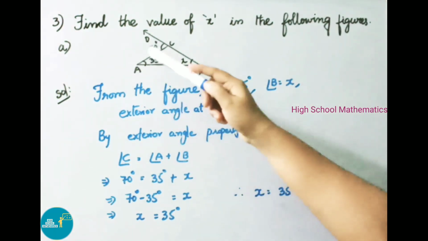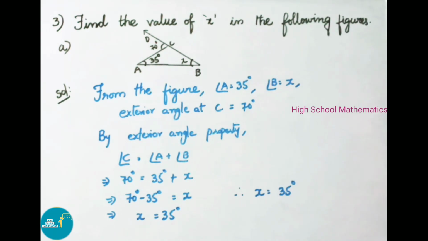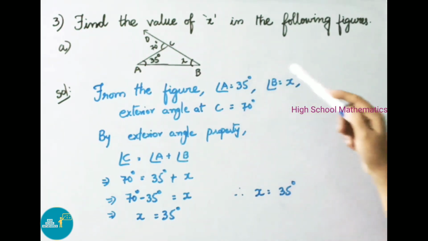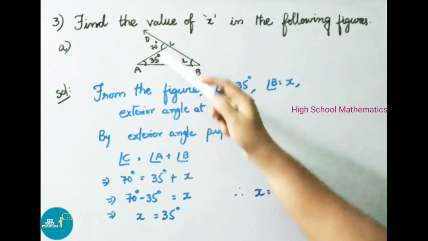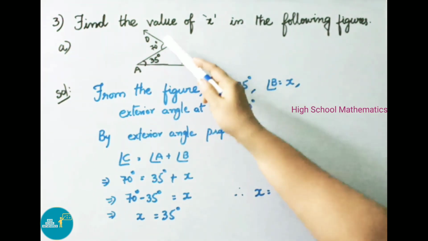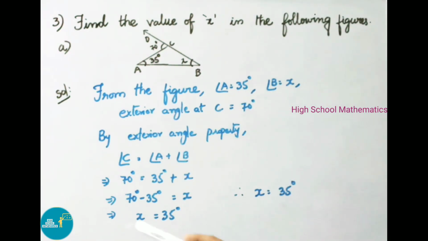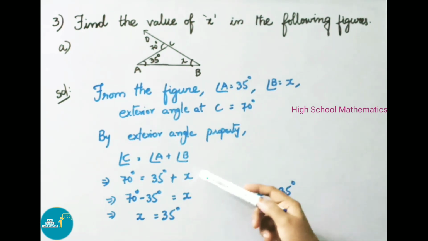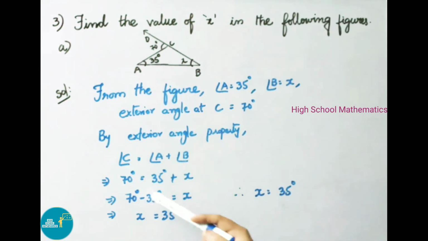See now third question. Find the value of X in the following figures. See question number A. From the figure, angle A is equal to 35 degrees, angle B equals X and the exterior angle is at C, that is equal to 70 degrees. By the exterior angle property, angle C is equal to angle A plus angle B. That implies angle C equals 70 degrees, that equals angle A, meaning 35 degrees, plus angle B, meaning X. That implies plus 35 degrees on transposing becomes minus 35. So 70 degrees minus 35 degrees equals X. That implies X value is equal to 35 degrees. Therefore X value is 35 degrees.